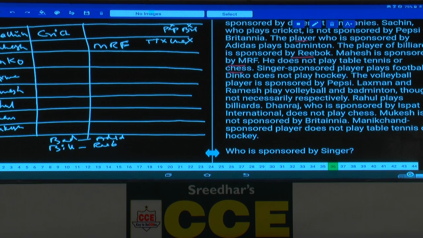And the singer sponsored player plays football. Singer is what? Singer is a company, isn't it? Now this singer company sponsored the player who plays football. Hence, what are the products of this singer? Football is sponsored by Singer.